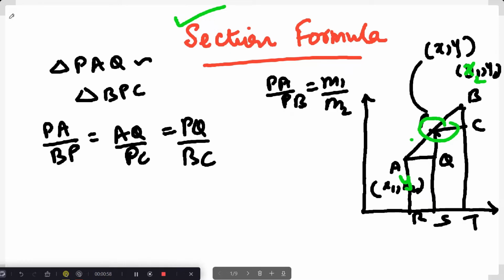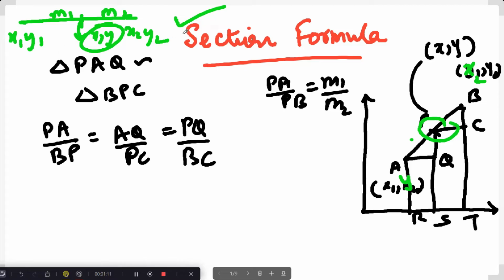In simpler terms, if there are 2 points x1 y1, x2 y2, and there is a point which divides it in the ratio m1 is to m2, then what are the coordinates of this point? This is what we have to find, and that's what's known as section formula. So let's make use of what we learned in the last chapter, which is triangles, chapter 5, class 10 mathematics, NCERT CBSE. I'm just using my catchphrase for no reason.